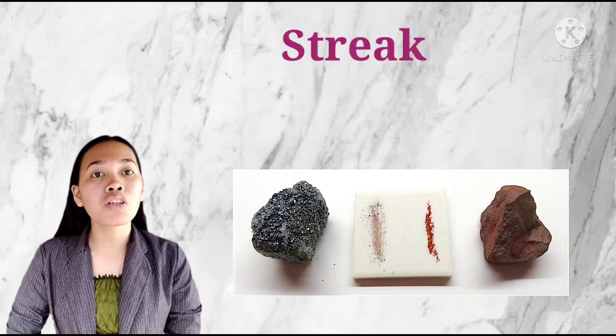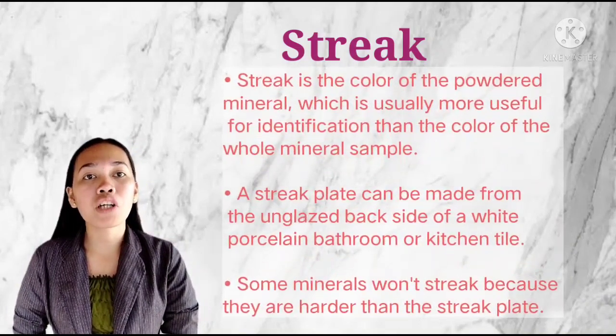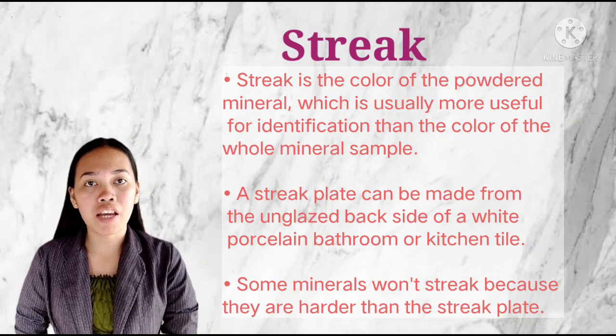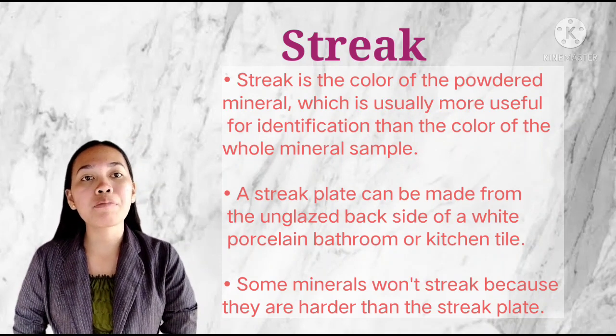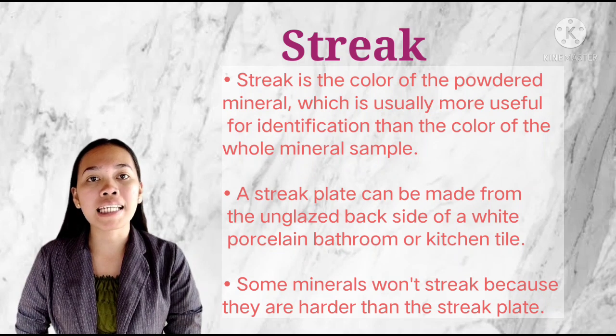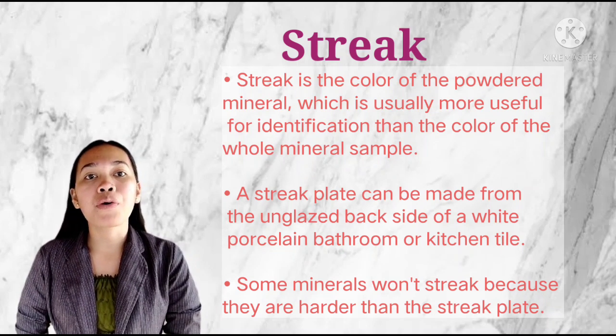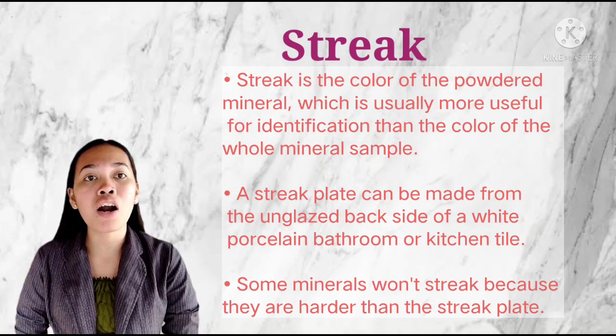Next property is streak. Streak is the color of the powdered mineral, which is usually more useful for identification than the color of the whole mineral sample. Rubbing the mineral on a streak plate will produce a streak. A streak plate can be made from the unglazed backside of a white porcelain bathroom or kitchen tile. Some minerals won't streak because they are harder than the streak plate.